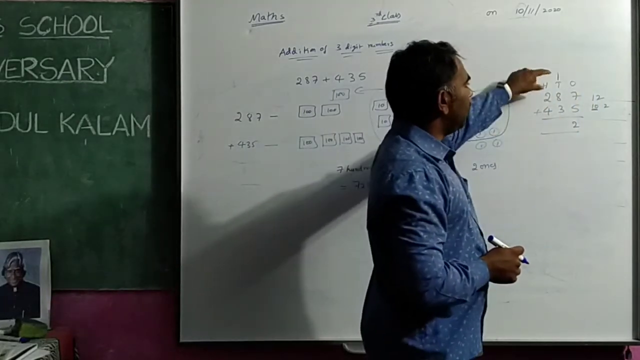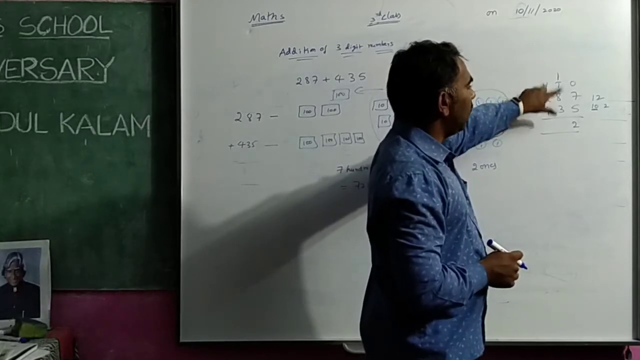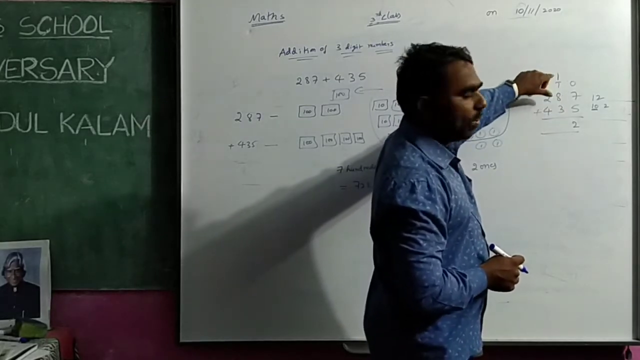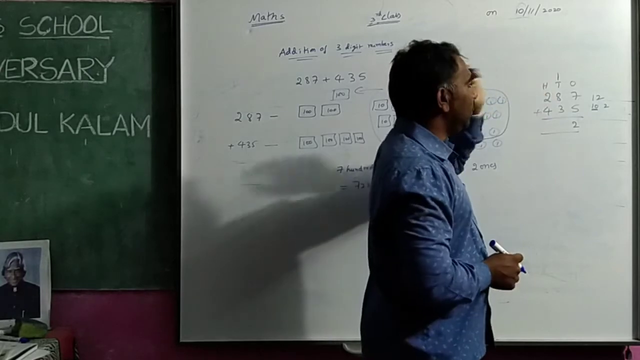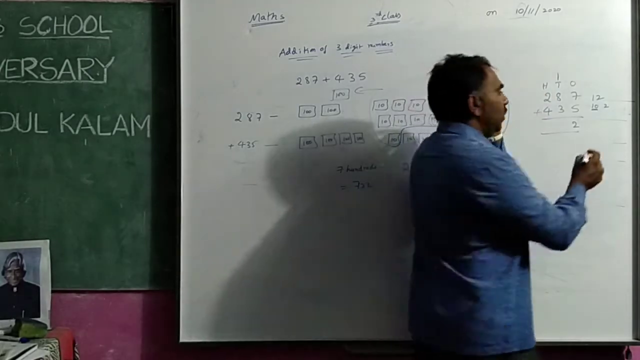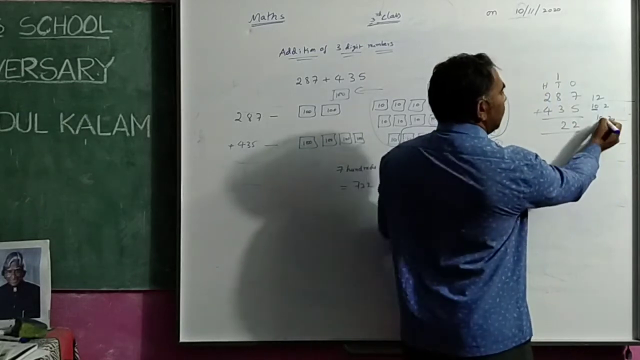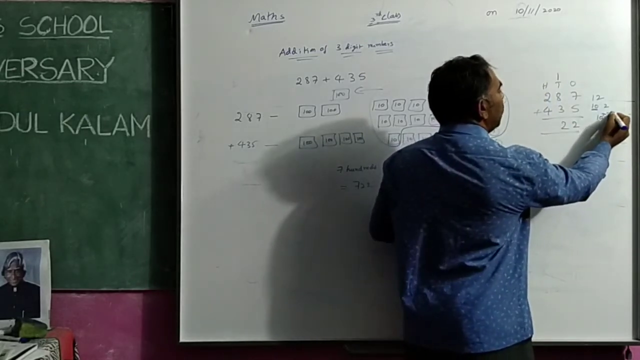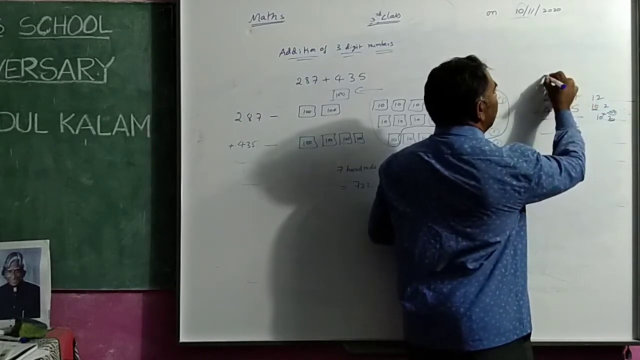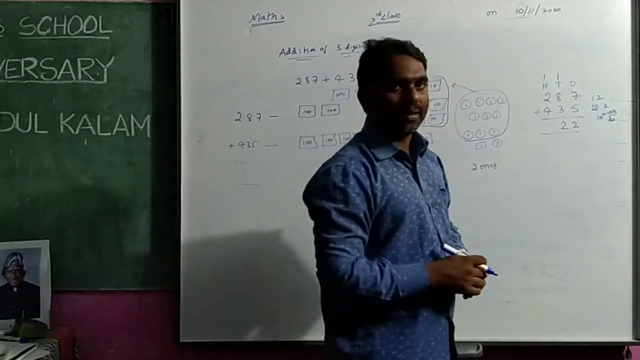Then tens I will add: 1 plus 8, 9. All together you have to add the 1 carry also. 1 plus 8, 9 and 3, 12. 12 means again you will say 10 tens and 2 tens. 2 tens you will write here. 10 tens will become 100. That 100 you will write here as carry.